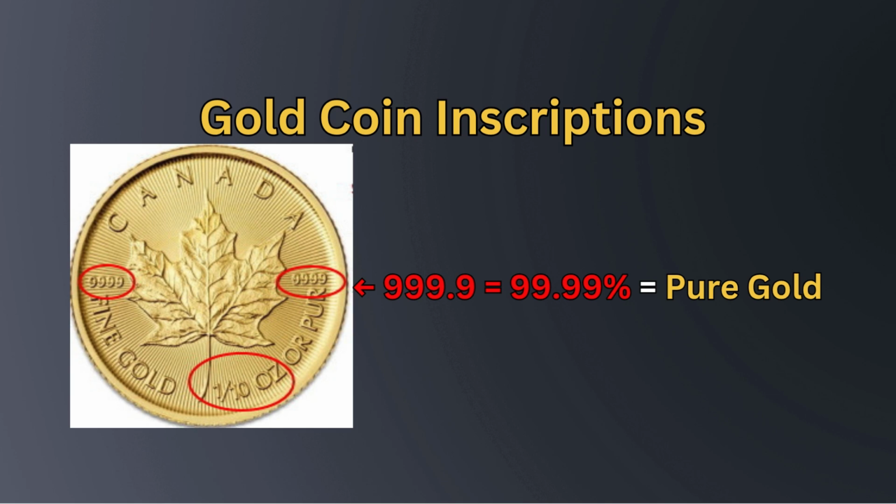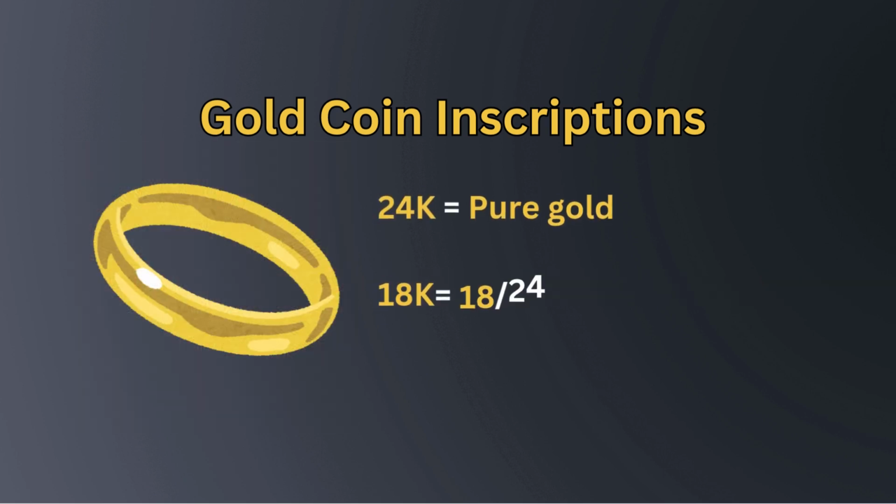The inscription 999.9 indicates that the gold has a purity of 99.99%, meaning it is pure gold. The reason it is written as 999.9 instead of a percentage is that gold trading uses a per thousand measurement system rather than a percentage. Pure gold products are classified as 24 karat and typically bear a 24K stamp.